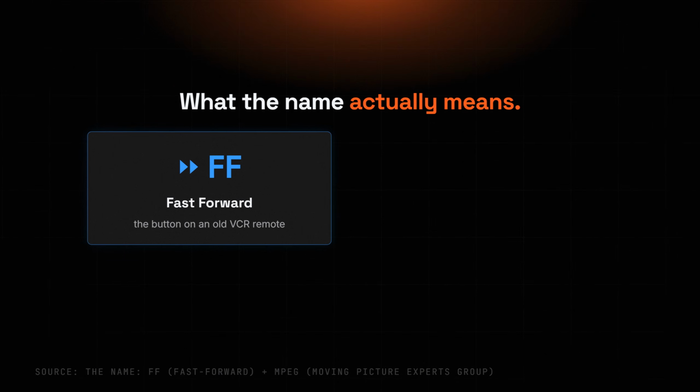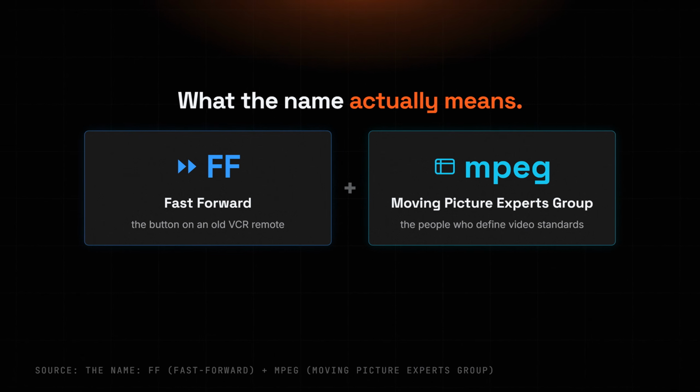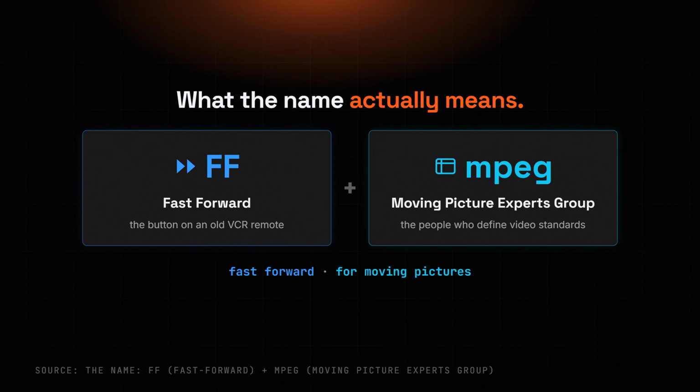Even the name is a quiet little joke. The FF stands for fast forward. Yes, the button on an old VCR remote. And MPEG is the Moving Picture Experts Group, the committee that defines our video standards. Fast forward for moving pictures.